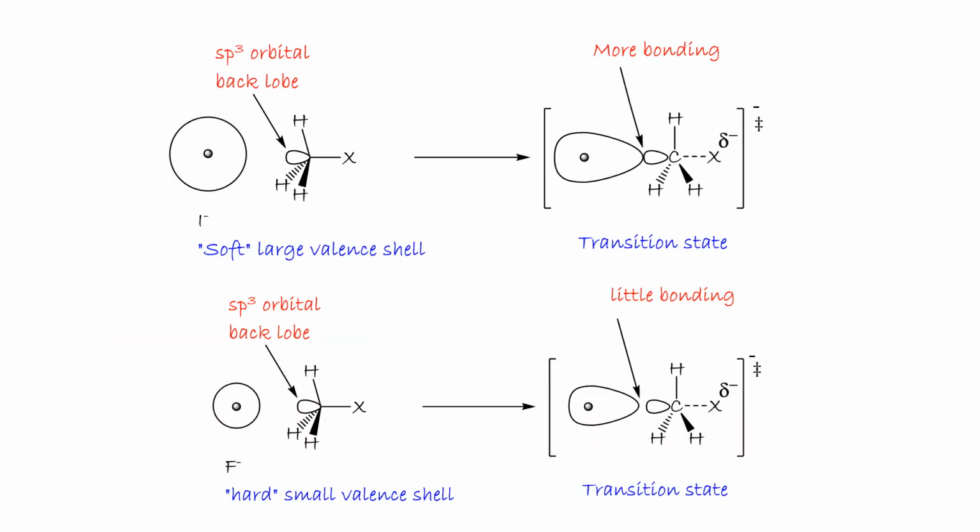See, iodide has a large size, so it can polarize easily and form good bonding, okay, in the transition state when it starts approaching the alkyl halide. While fluoride, small in size, has little bonding in the transition state, so this is not a stable transition state.